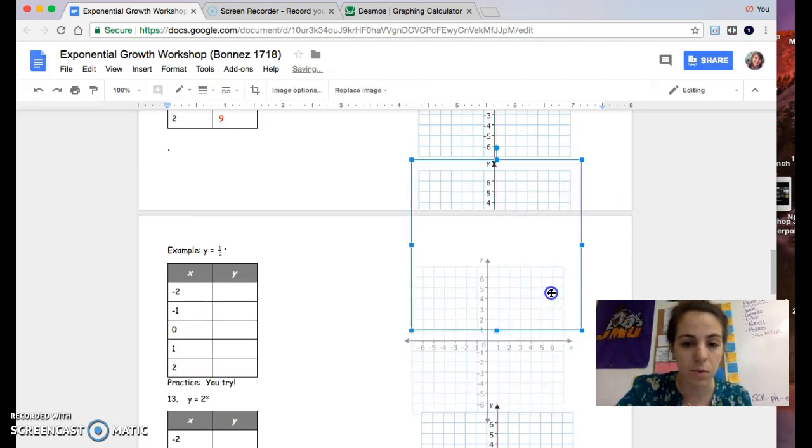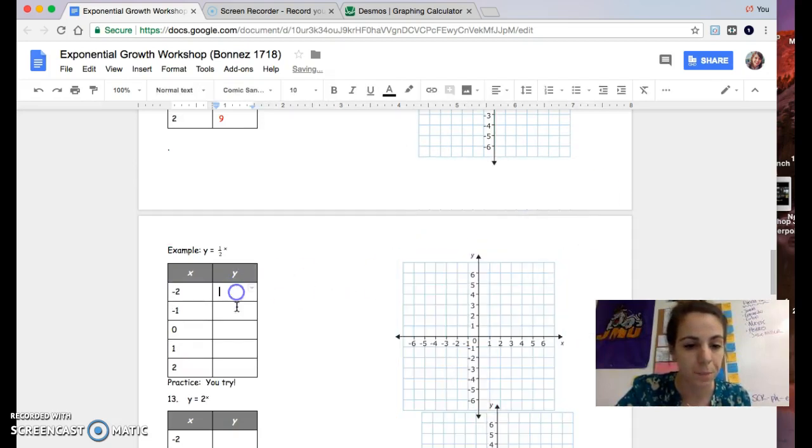This one's different. So this is y equals 1/2 to the power of x. 1/2 to the power of 2 would be 1/2 times 1/2, so that's going to be 1/4. 1/2 to the power of 1 would just be 1/2. 1/2 to the power of 0 is 1. 1/2 to the power of negative 1, so that's going to be 1 over 0.5 to the power of 1, which is just 0.5. So that means it's 1 divided by 1/2. Well, 1 divided by 1/2 is actually equal to 2. And 1/2 to the power of negative 2 is actually going to equal 4.